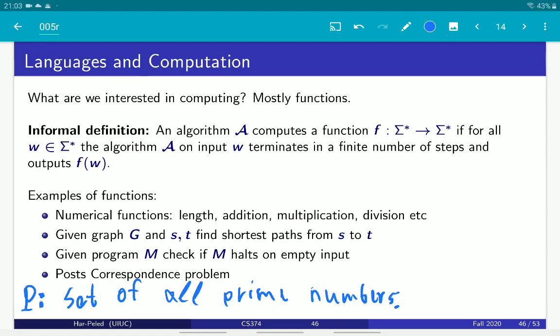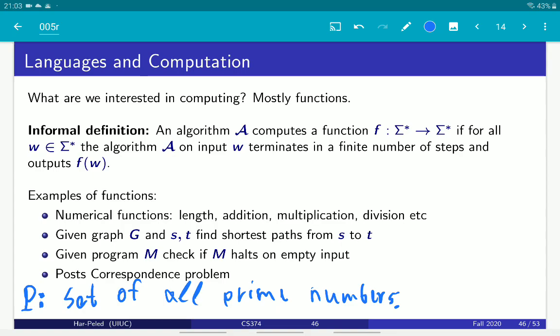Another way of saying it: think about an algorithm that gets an input and has to answer yes or no. It's a yes-no algorithm. This kind of algorithm immediately defines a language, because you can ask what are all the inputs for which the answer is yes. And this is quite interesting.